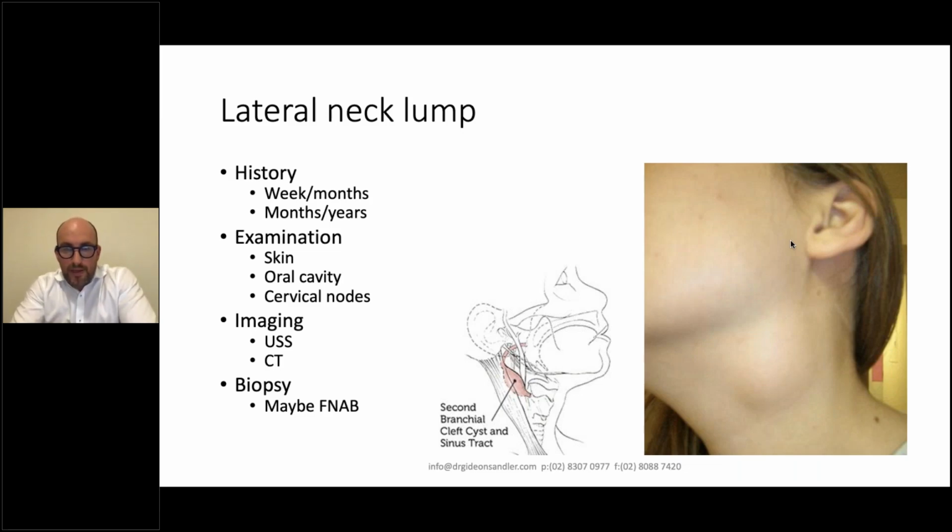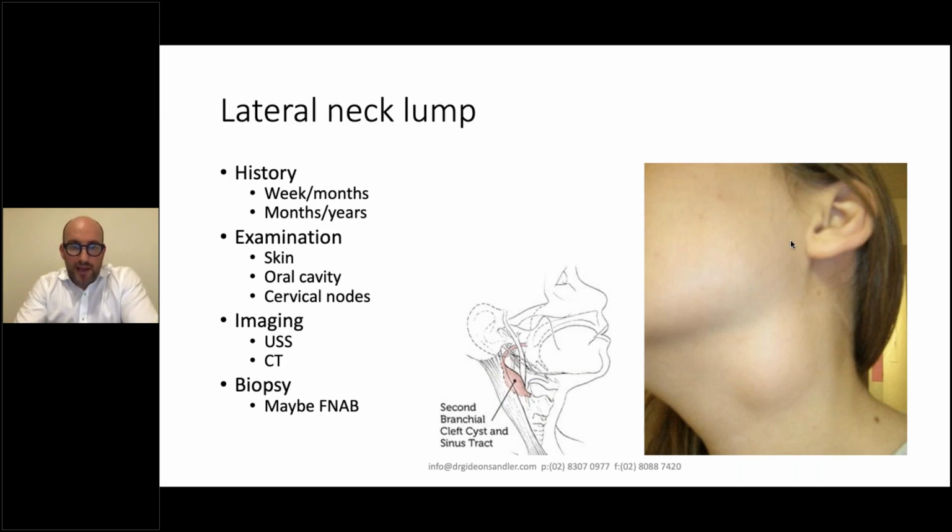In teenage patients, sometimes when they present with cervical lymphadenopathy, it's lymphoma. Lymphoma is the most common malignancy of the head and neck in children, and if that is suspected, a fine needle aspiration biopsy may be indicated. In a teenage patient, most of them will be able to handle a fine needle aspiration biopsy without an anaesthetic.